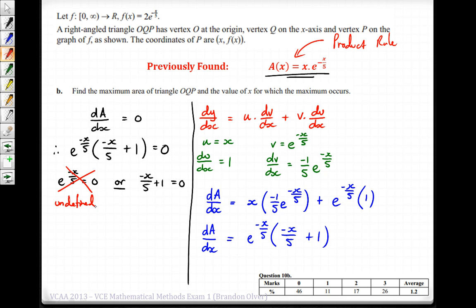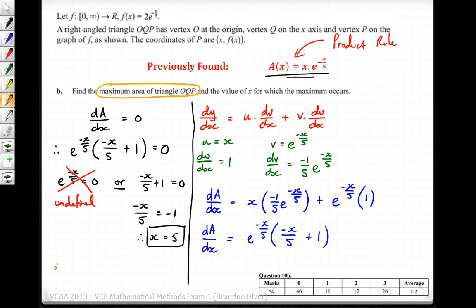So the answer must lie in the second one, which gives us negative x on 5 equals negative 1, therefore x equals 5. Hopefully that looks alright to me. So now that we've got x equals 5, what we need to do is find the maximum area. So we need to find the maximum area of the triangle.